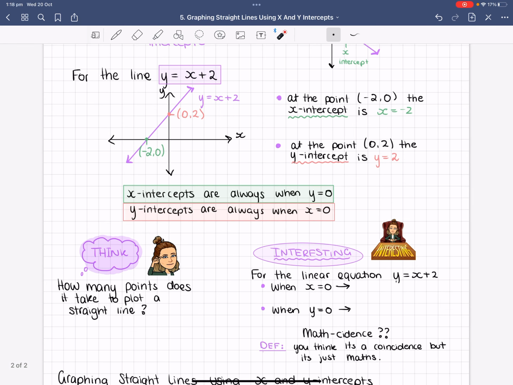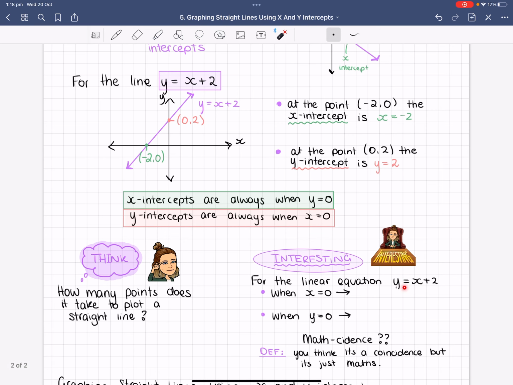Something else that's quite interesting is for this linear equation, y equals x plus 2, what do you think happens when we substitute x equals 0 into this equation? Let's have a look. So when x is equal to 0, if we sub it in there, we get y equals 2. When we sub y equals 0 into our equation, we get that. Solving for x, we get x is actually equal to negative 2.